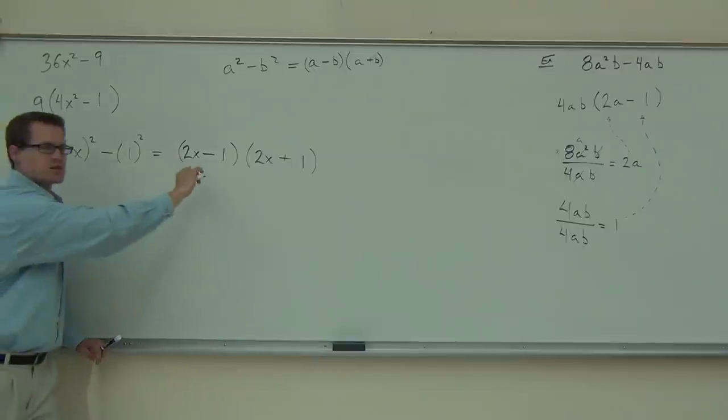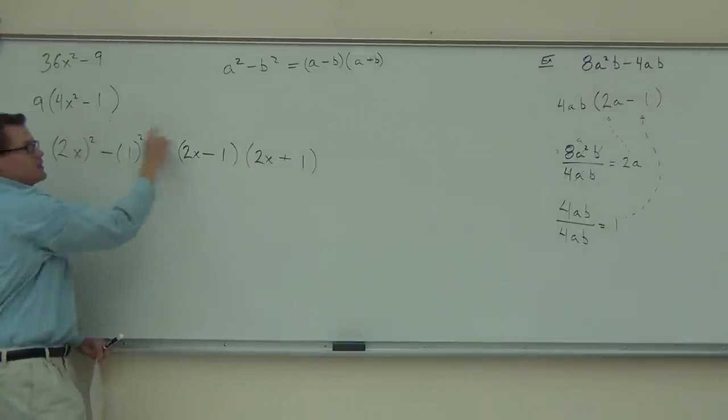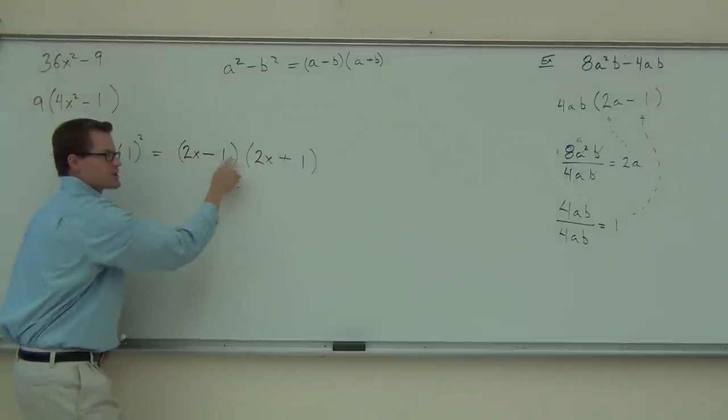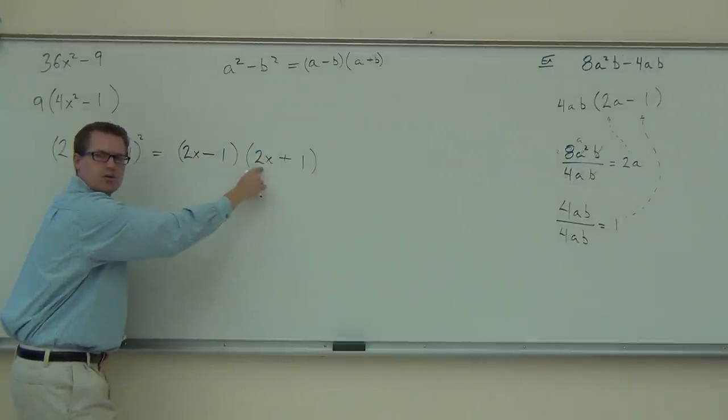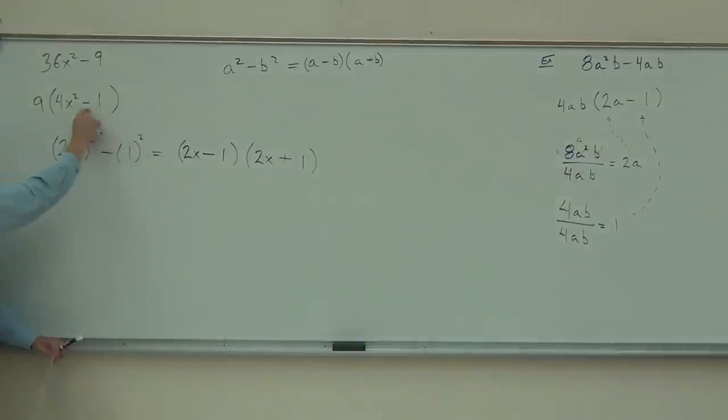You can distribute this. 2x times 2x is how much? 4x squared. Bam. Look at it. You're going to get positive 2x and minus 2x. What's going to happen to those terms? And you're going to get a minus 1 at the very end. That's this minus 1. How many people feel okay with this so far? Good.